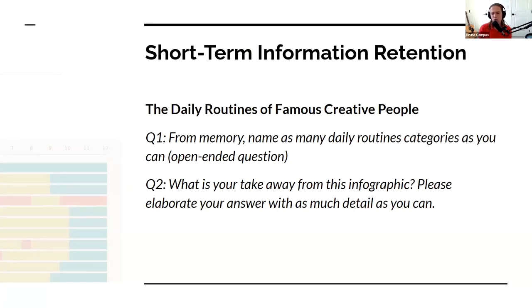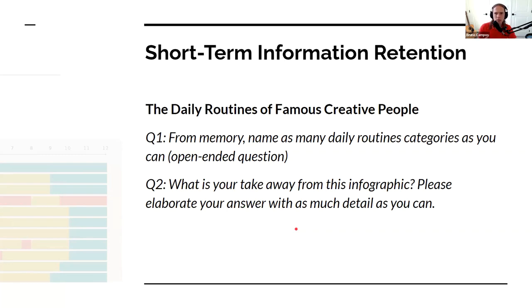For two of them, we went for an open-ended question. So for the daily routines, we asked the user from memory, name as many daily routines categories as you can. So those were the top ones that you saw on the top of that infographic, right? So food, leisure, sleep, work, and other, right? So for them to name it, and then basically write it down, we created a Google Form, and they had to write it down. And question two was, what is your takeaway from this infographic? Please elaborate your answer with as much detail as you can.